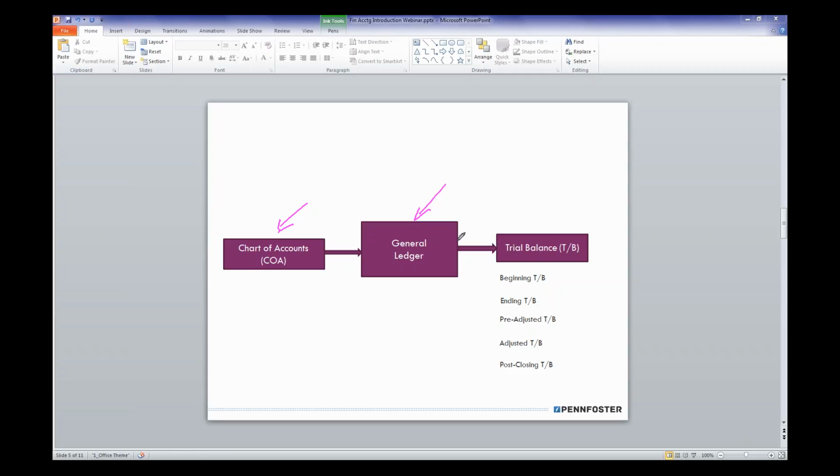Okay. Now, the thing about a trial balance is there's different names for them, okay? It all depends upon when you create the trial balance. Like, for example, you can have a beginning trial balance, which is the trial balance that you would create at the beginning of an accounting period. You can have an ending trial balance, which is the one at the end. You can have a pre-adjusted, which is pretty much the same as an ending. And then you can have an adjusted trial balance. So the point being here is that you can have several different trial balances, and it all depends upon the name, and the name determines at what point in time that you're actually creating the trial balance.